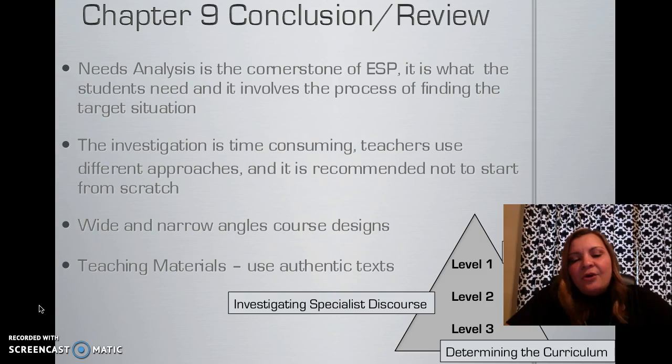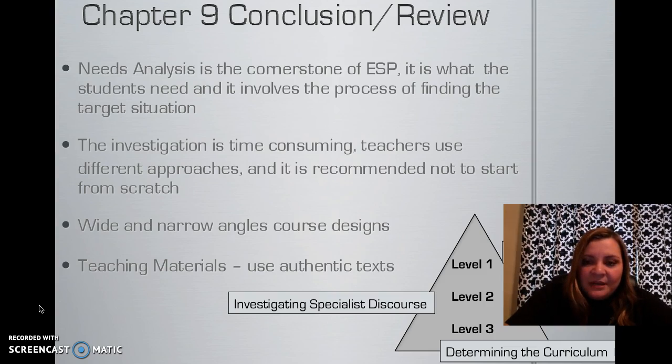So wide and narrow angled courses were also mentioned. Their designs were shared, but most of the courses that were in the book fell towards the narrow end of the spectrum due to their focus on immediate needs. So the course developers all used authentic written text as their target communities. And overall, ESP is aimed to help students meet their linguistic needs.